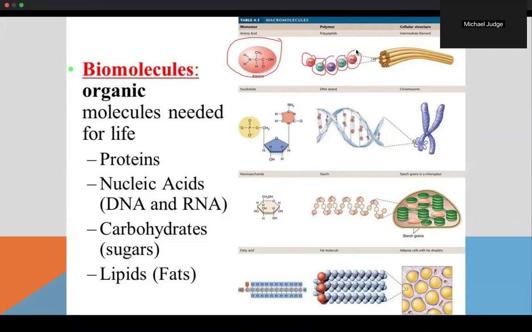Guess what reaction is used to link it? If you said dehydration synthesis, you're correct. And then those linked amino acids, which we call a polypeptide, can be made into a cellular structure. In this case, we're showing an intermediate filament, which is a part of the cytoskeleton of a cell, basically the structure in an animal cell. This is what gives your animal cells structure.